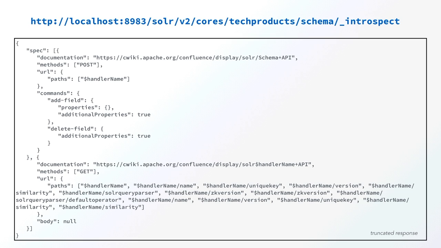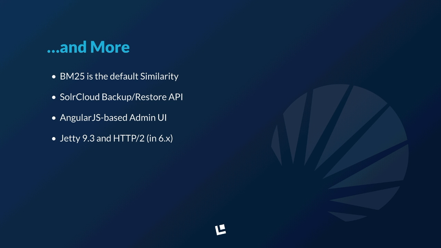This is an example of the introspect. We follow the same structure: cores, tech products, schema, and then I add an underscore introspect at the end, and it gives me the spec for this endpoint. So I can see where the documentation is online, the methods that are supported, and the commands that are available. So as I said, that's coming soon.